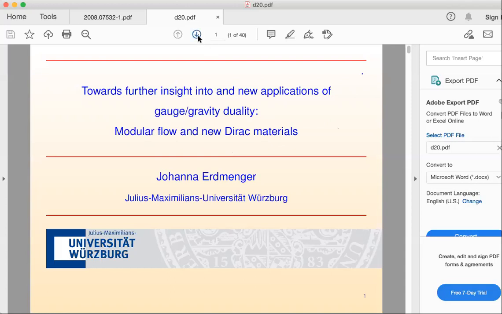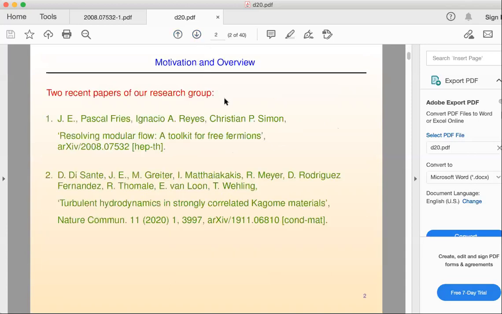Essentially my talk is based on two recent papers, and they're not related to each other, except by the fact that they're both connected to the AdS/CFT correspondence in slightly different ways. So the first one is some more formal considerations in view of a further understanding of the correspondence eventually.